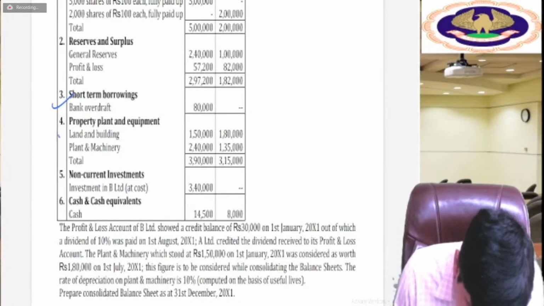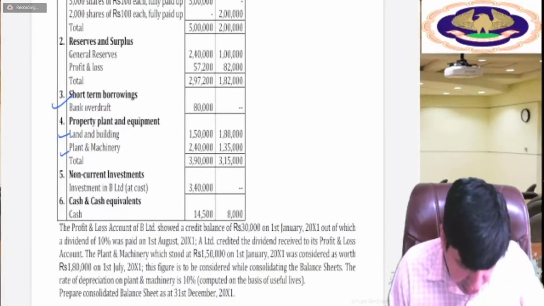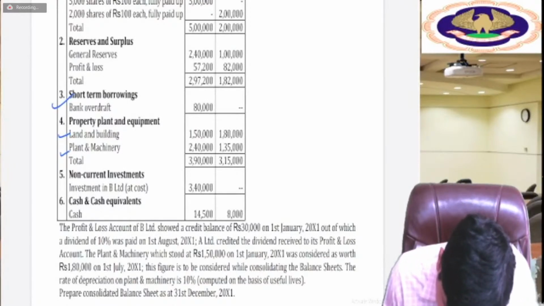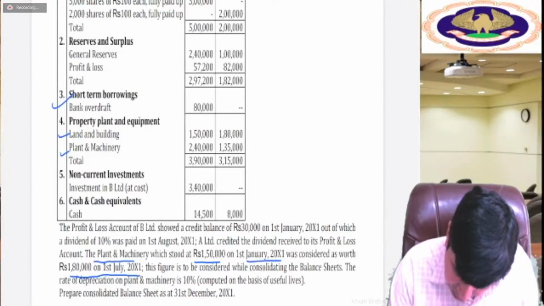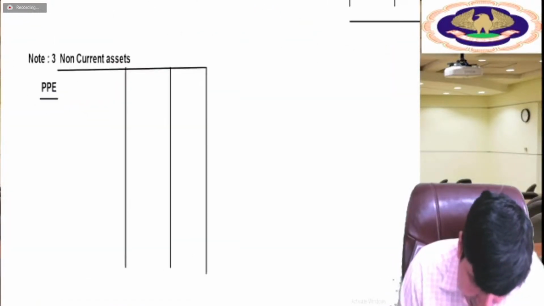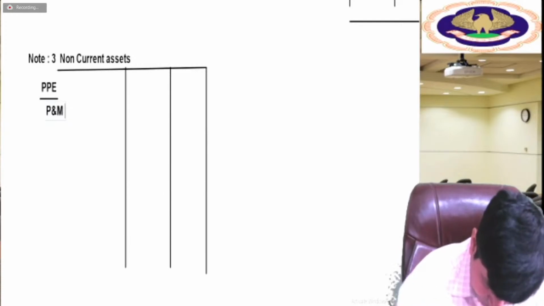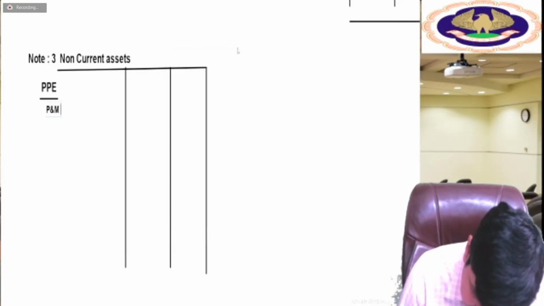Land and building, and property, plant and equipment. And as you know, there is also a case here for revaluation. The plant and machinery which stood at this figure on January 1st is considered worth this figure on 1st July. So there is an adjustment in the plant and machinery, and we shall mention it here accordingly. Okay, beta. So we are writing plant and machinery first.